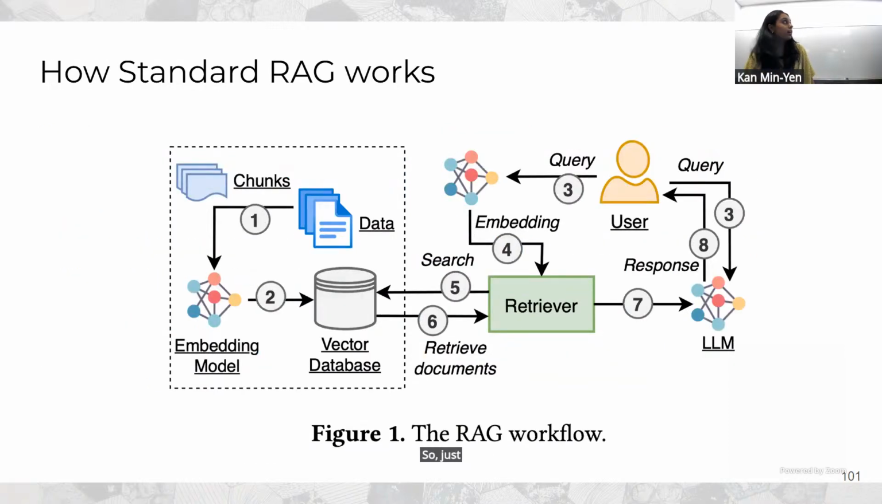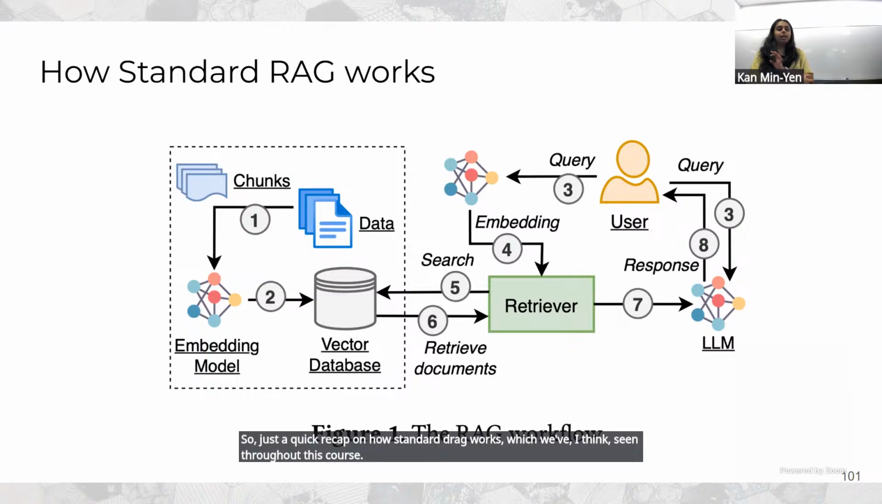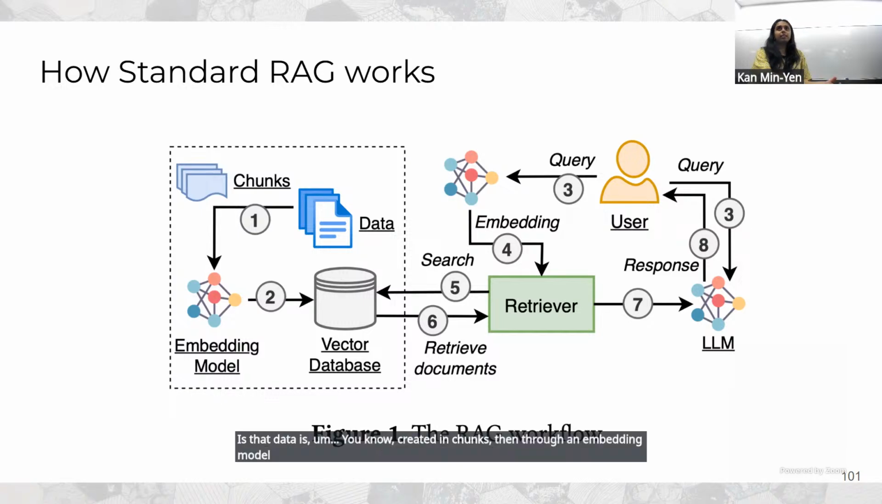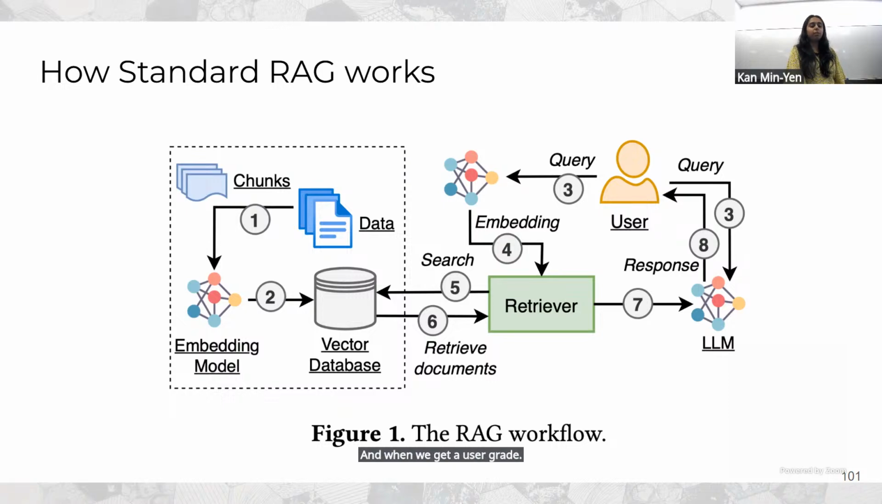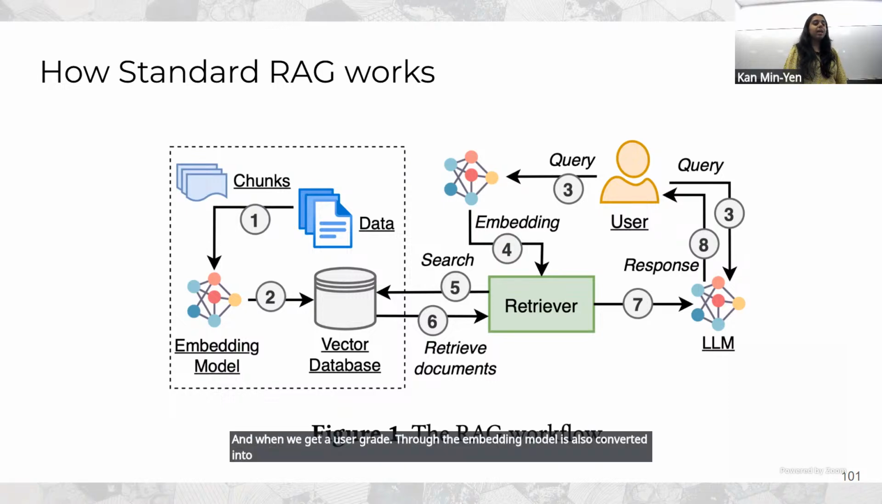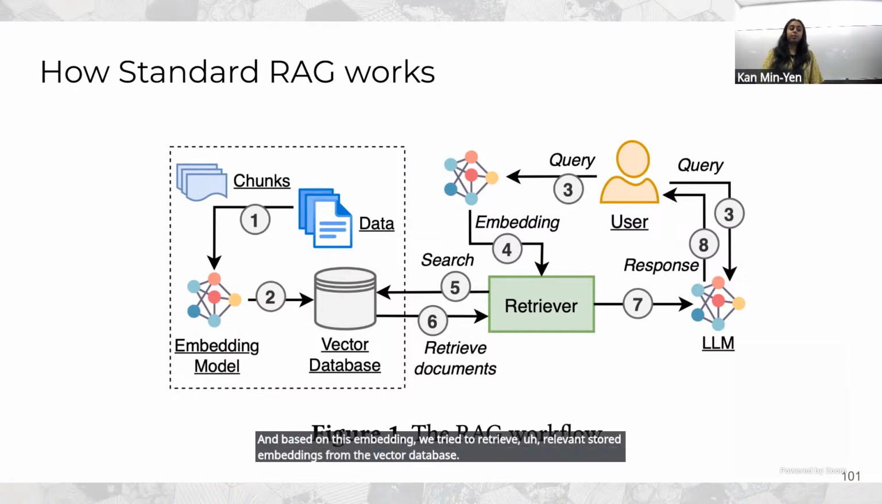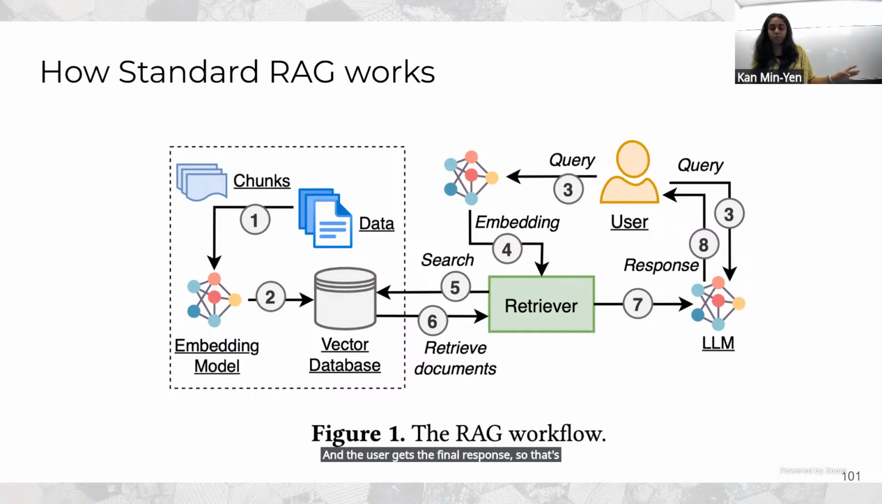So just a quick recap on how standard RAG works, which I think we've seen throughout this course. Data is created in chunks, then through an embedding model, embeddings are created and stored in the vector database. When we get a user query, through the embedding model, it's also converted into an embedding. Based on this embedding, we try to retrieve relevant stored embeddings from the vector database, and we retrieve the corresponding data chunks. Now with the retrieved data chunks and the query, we pass it to the LLM, and the user gets the final response. So that's how it's worked so far.